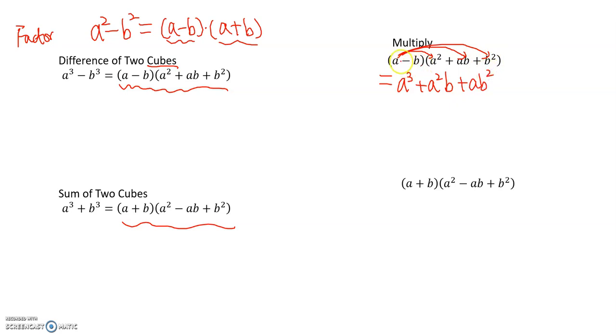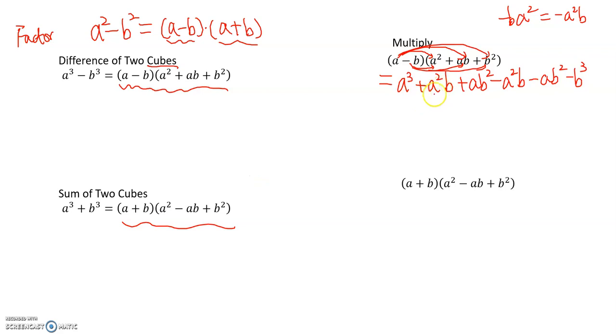Now after we're done distributing a, we're going to distribute negative b. Remember, this minus sign goes with the b. So we distribute negative b to all three of them. We have negative b times a squared, and we get negative a squared b. I switched b and a squared: negative ba squared is equal to negative a squared b. Put them in alphabetical order. And then we do negative b times ab, that gives us negative ab squared. And then negative b times positive b squared gives us negative b to the third.